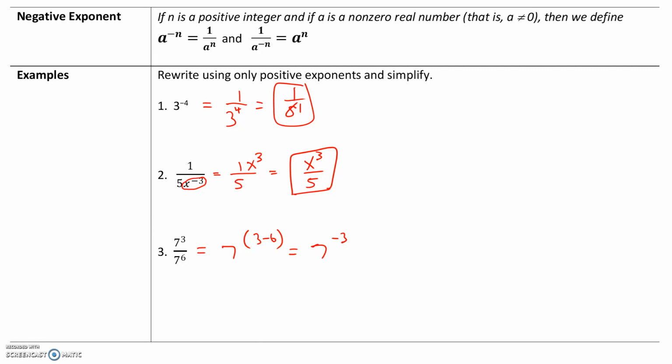But our final answer can only contain positive exponents. So we are going to rewrite this as 1 over 7 to the third. Once again, because our final answer can only contain positive exponents. 7 times 7 times 7 is 343. So our answer here is going to be 1 over 343.